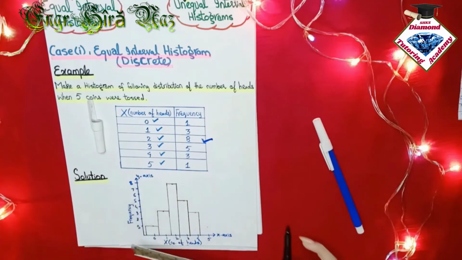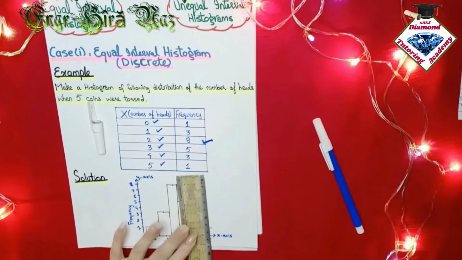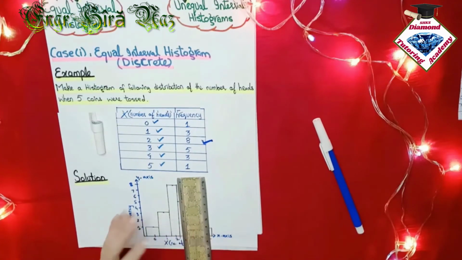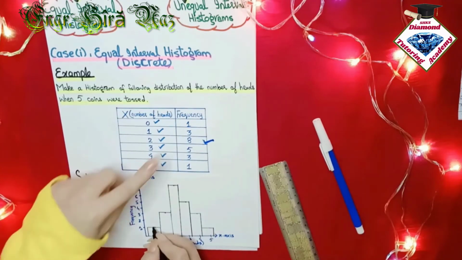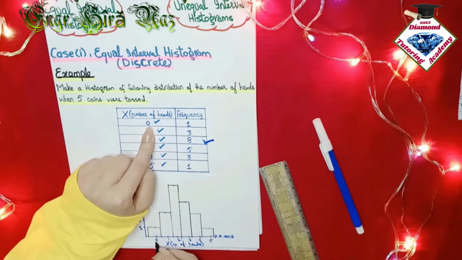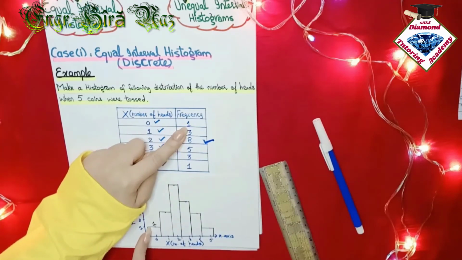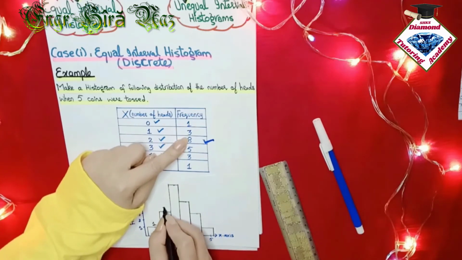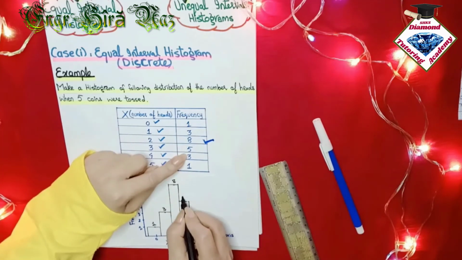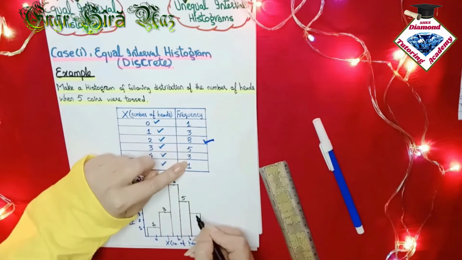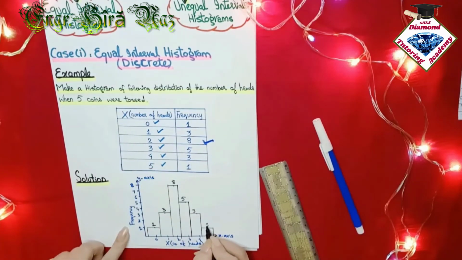What you have to do, you have to make rectangles around your values. Understand? You can mark here the height of your blocks. When variable is 0, our frequency is 1. So this rectangle is of 1 height. And the second rectangle is of 3 height. And the third rectangle is of 8 height. Fourth rectangle is of 5 height. Fifth rectangle is of 3 height. And the sixth one is for 1 height.